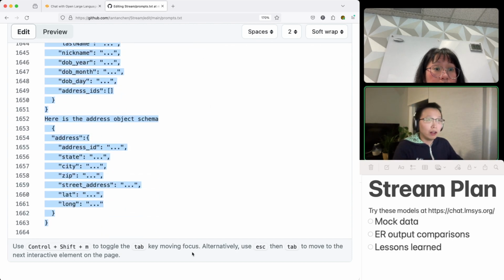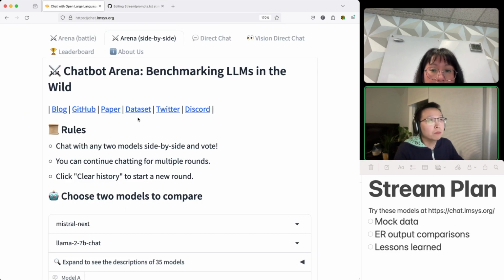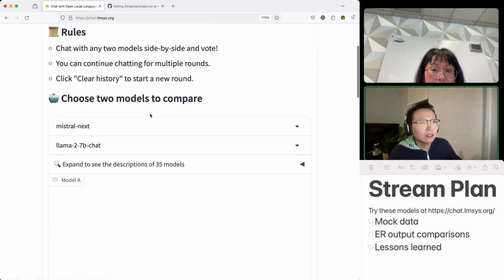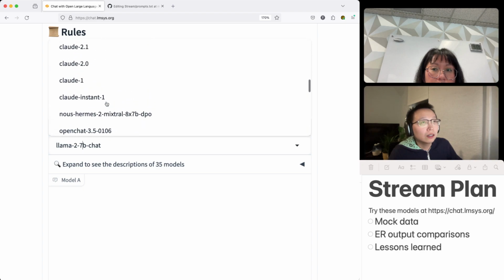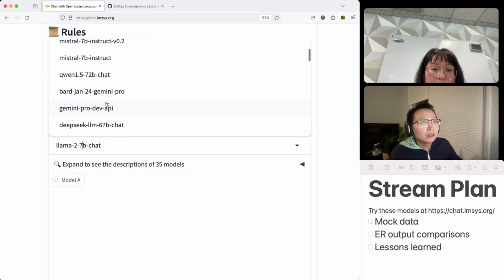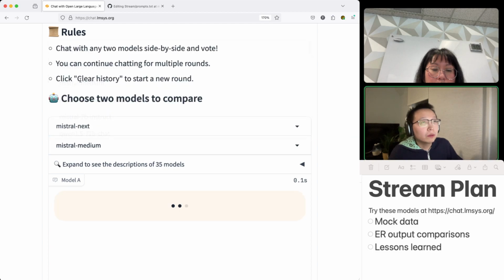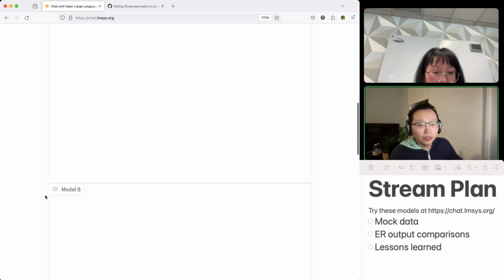Okay, let's give that a try. And this time we'll also do the comparison. So we'll do Mistral Next and, where is Medium? Medium. Okay. All right, let's give it a try now.